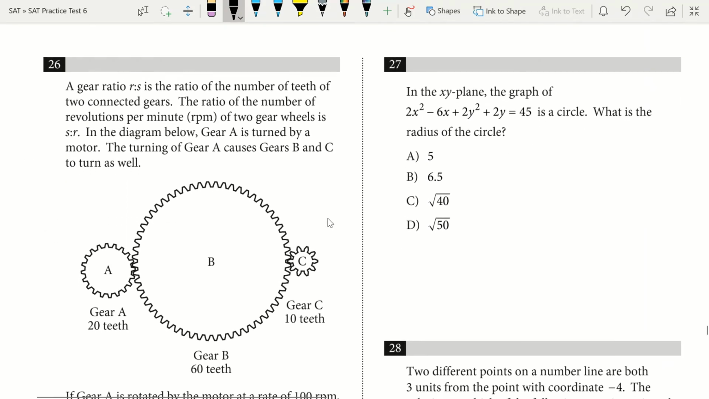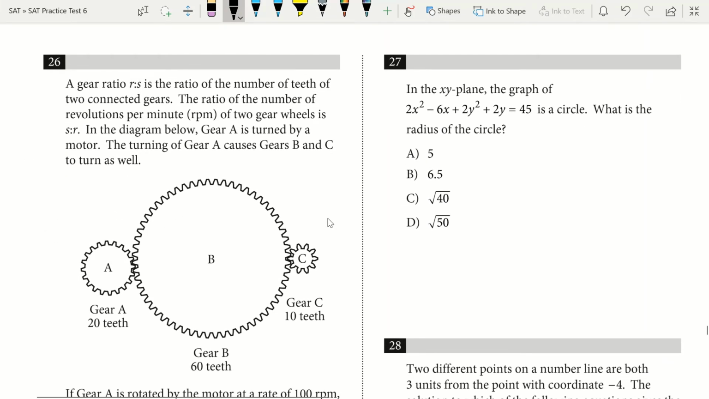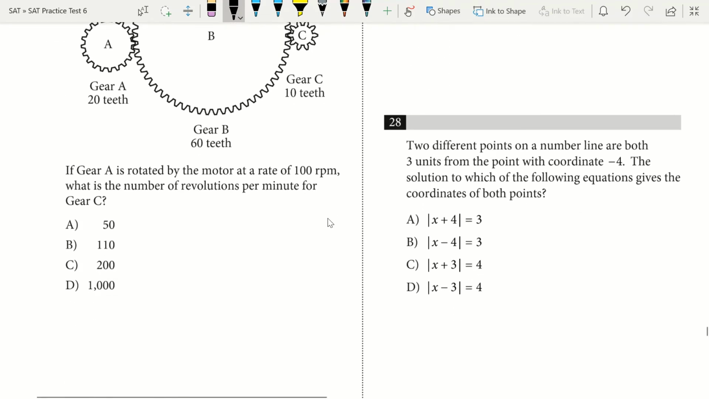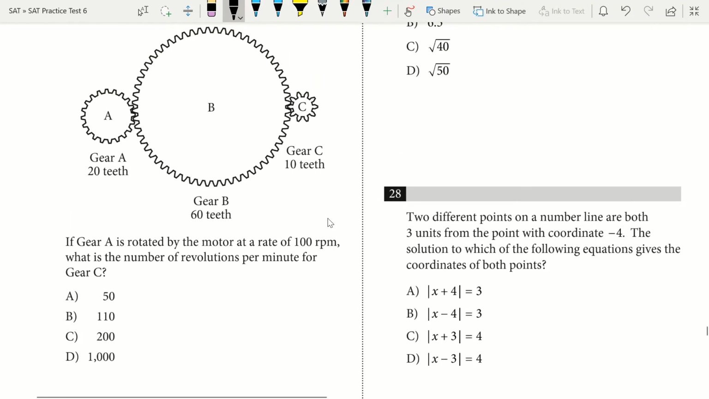All right, question 26. A gear ratio RS is the ratio of the number of teeth of two connected gears. The ratio of the number of revolutions per minute of two gear wheels is SR. In the diagram below, gear A is turned by a motor. The turning of gear A causes gears B and C to turn as well. If gear A is rotated at a rate of 100 RPMs, what is the number of revolutions per minute for gear C?